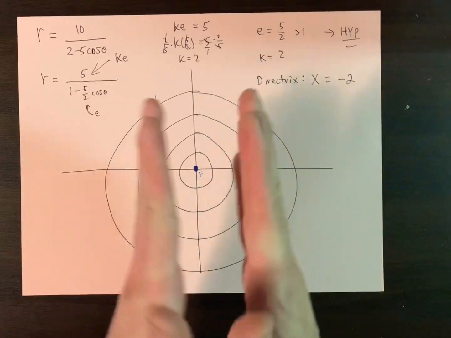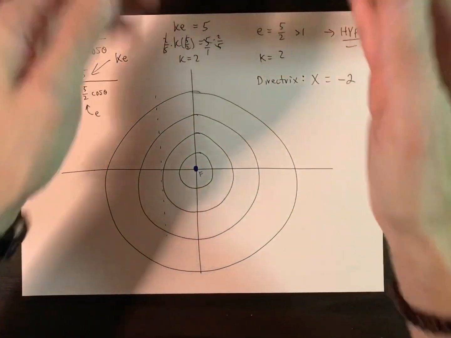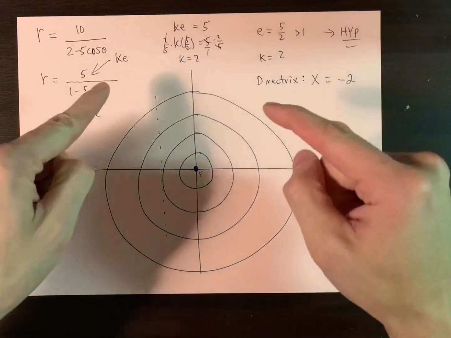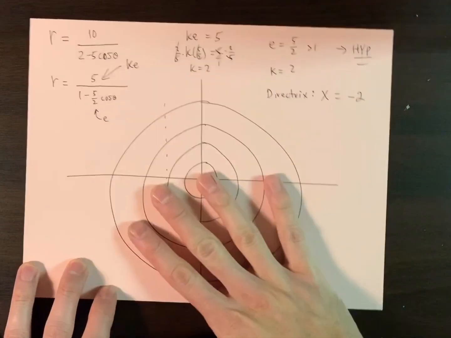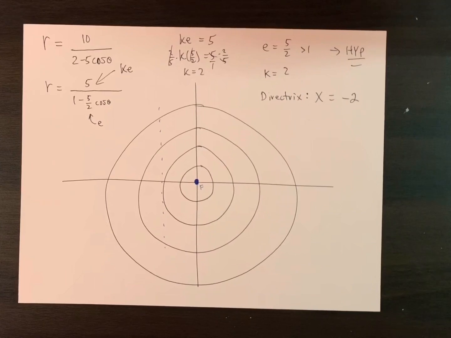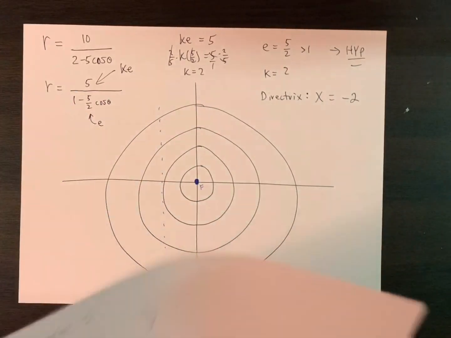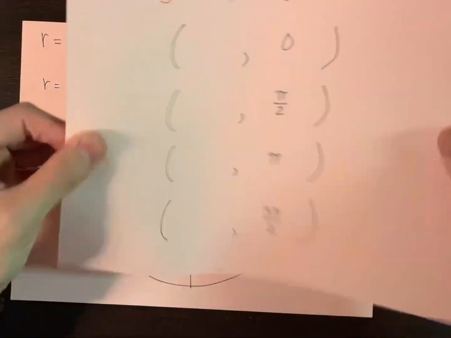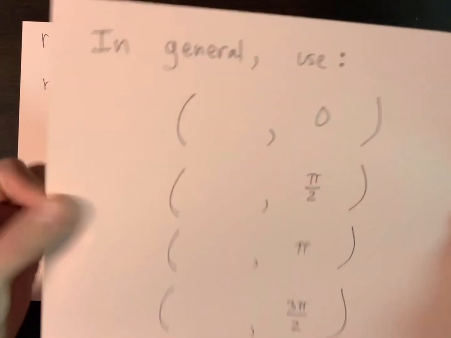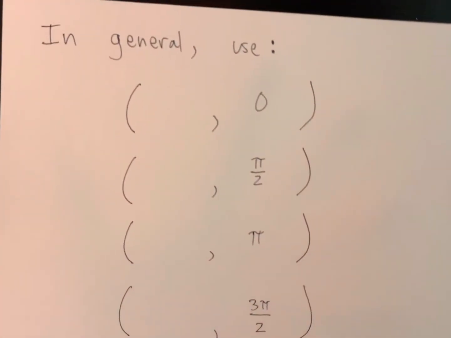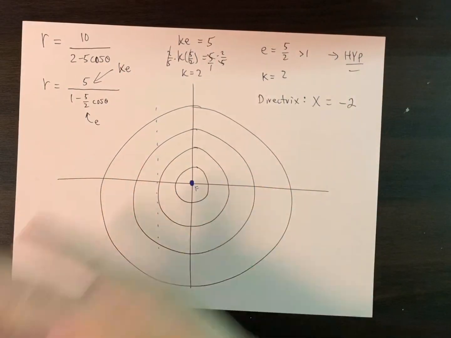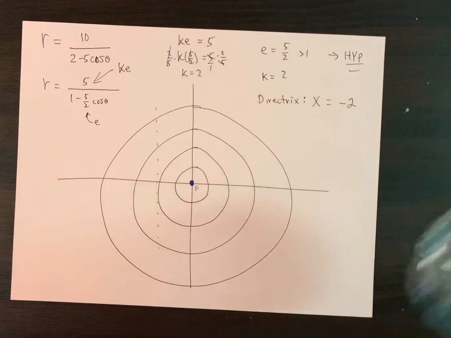Now here is where the strategy differs. Here is what I would recommend for this problem, graphing on a polar graph. Here it is. I wrote it down. So in general, you want to use 4 points. I'm going to get 4 points, throw them here, connect the dots, and walk away with an A+.